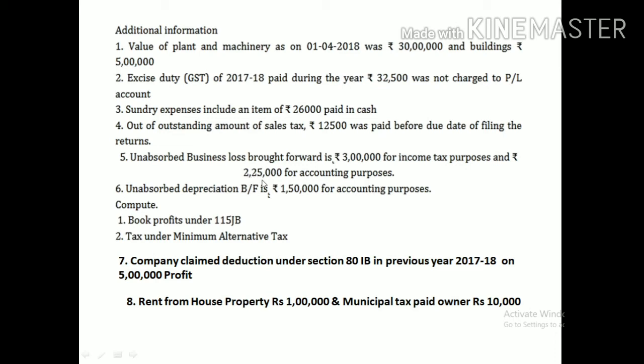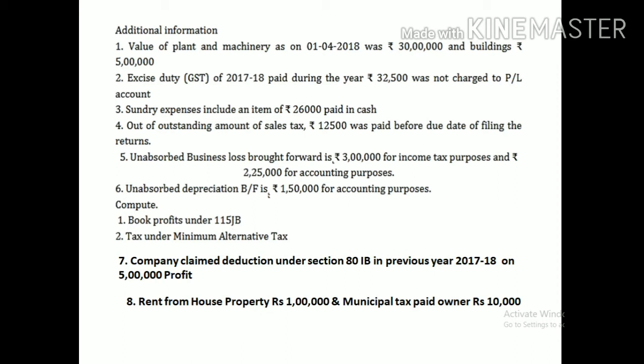Then as per account purpose 2,25,000, just ignore it; it will not come under normal provision, it will come under MAT provision. Okay, the next, unabsorbed depreciation of 1,50,000 for accounting purpose. Accounting purpose is nothing but as per books, so it will not come under normal provision. So in normal provision there is no unabsorbed depreciation. We have only one unabsorbed loss brought forward, 3 lakh as per income tax. We should deduct it from the book profit. Okay, we get the taxable business head income.